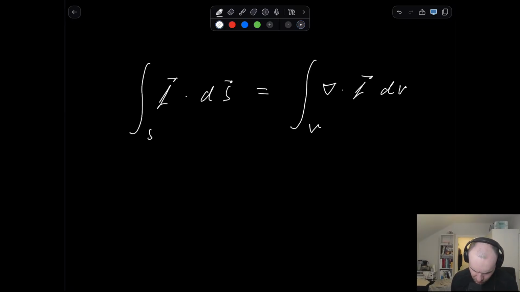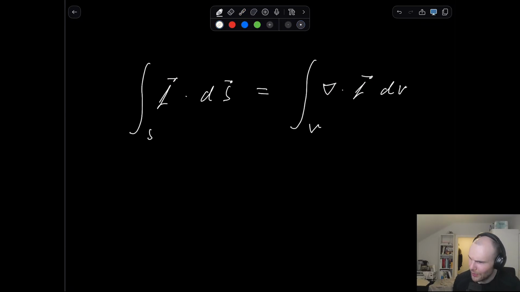The volume, of course... what do you call it? This multiplied by this is a scalar, and this multiplied by this is a scalar. Yeah, that's correct. Okay, now which one of these is closed?